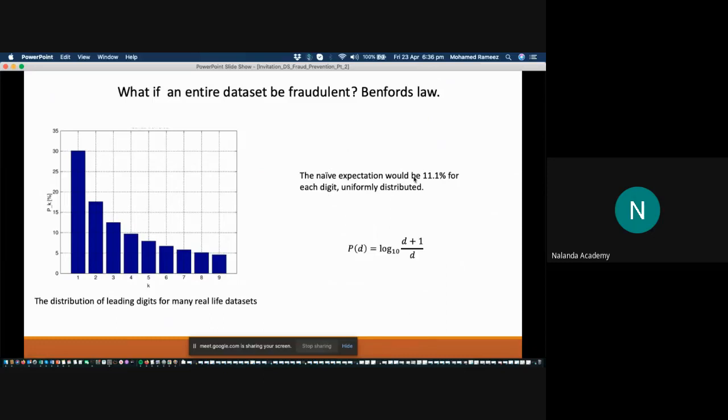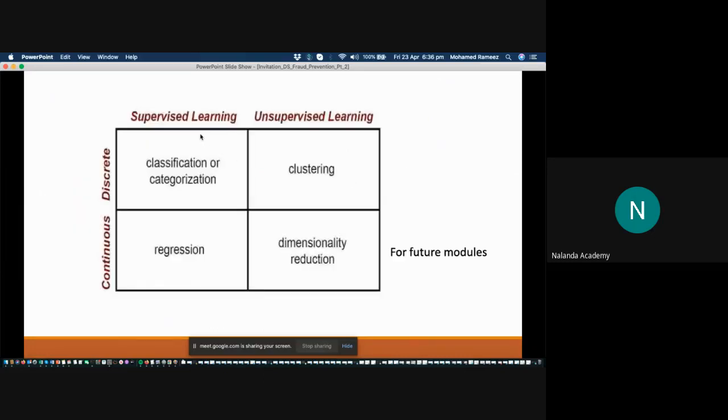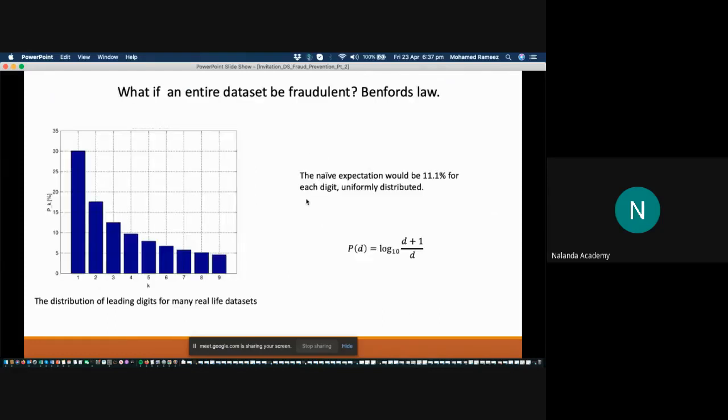Now, this brings us to the question: we want to use supervised learning after we trust the labels on the data, and we want to use unsupervised learning if we suspect some of the labels may not be correct, and we need to examine, let's say, to find fraudulent transactions that you may have no prior experience of catching. But what if an entire data set is fraudulent?